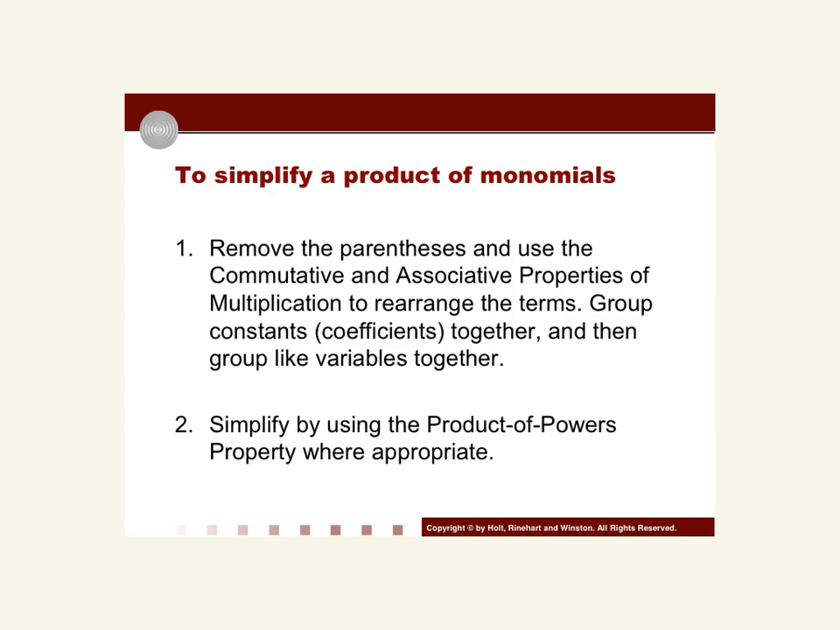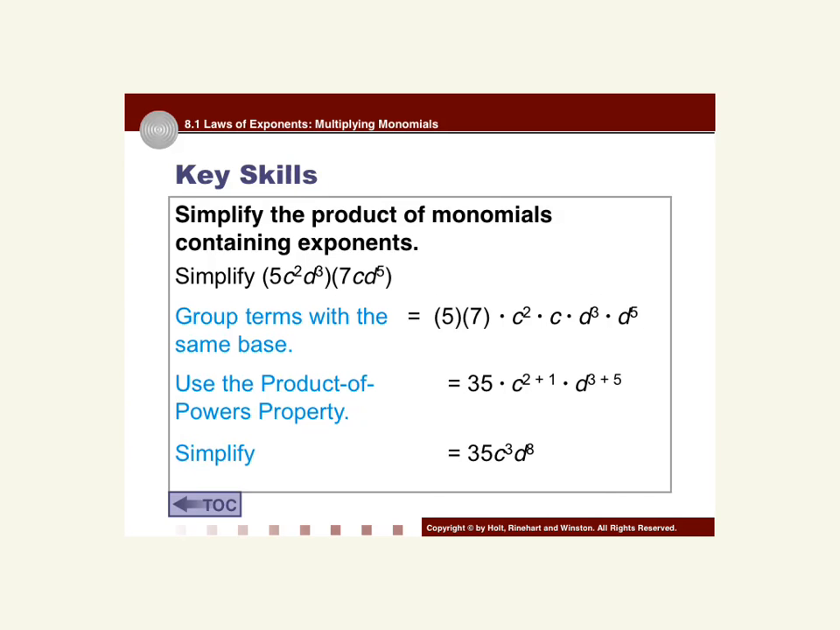To simplify a product of monomials, the steps we'll use: you would remove the parentheses and use the commutative and associative properties of multiplication to rearrange the terms. Group constants or coefficients together and then group like variables together. And then simplify by using the product of powers property where appropriate. So, simplify the product of monomials containing exponents.